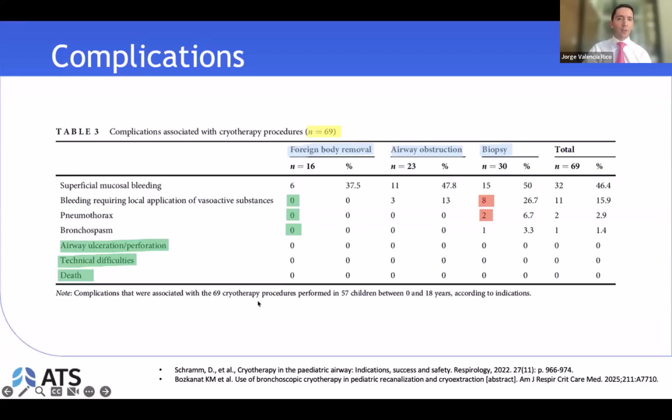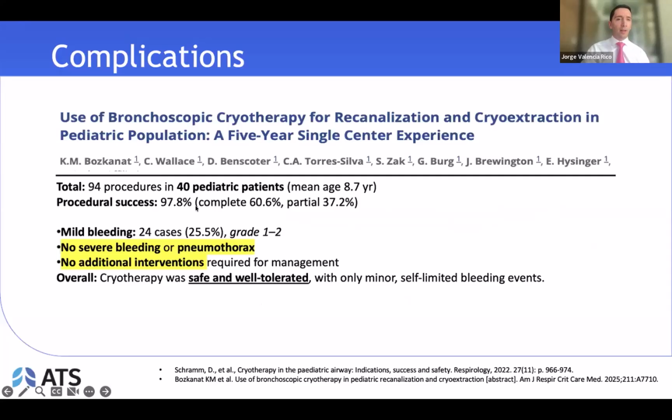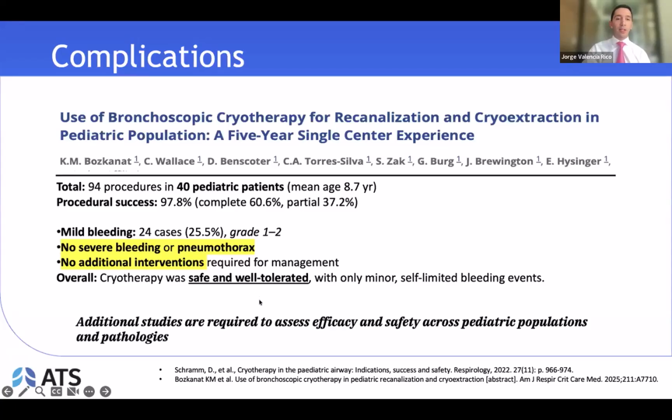There is an abstract also from 2025. These are 94 procedures in 40 patients, mostly for recanalizations and cryoextractions. There was no severe bleeding or pneumothorax. There were no additional interventions, and mild bleeding, grade 1 and 2, occurred in 25% of the cases. This is a 5-year single center experience. Overall it is safe and well tolerated with minor bleeding, and we need to continue to work on these to assess efficacy and safety across pediatric populations and different conditions.